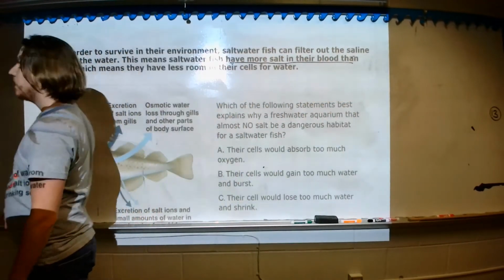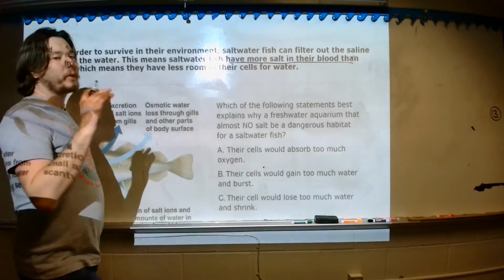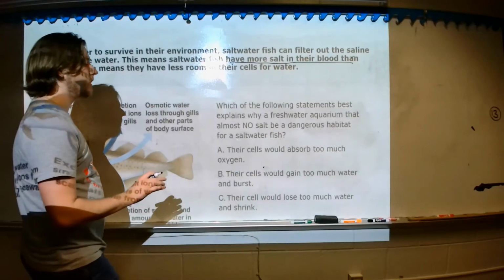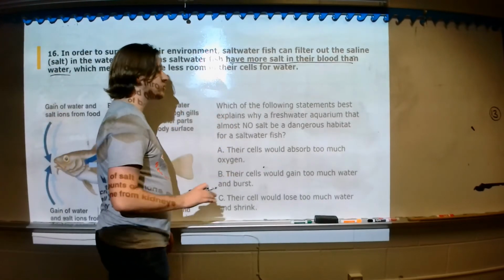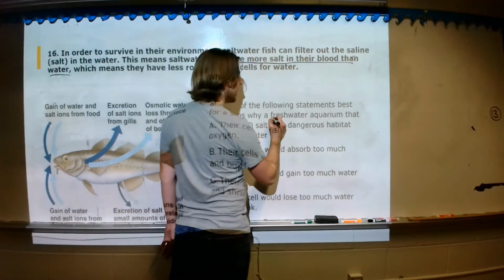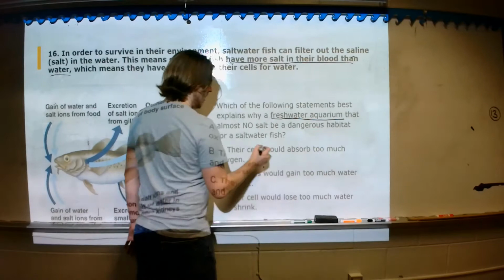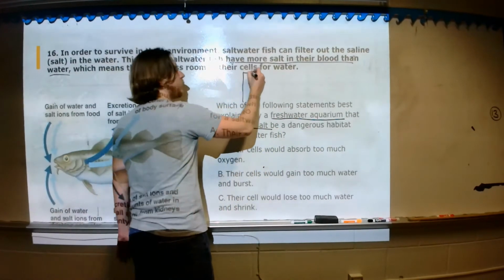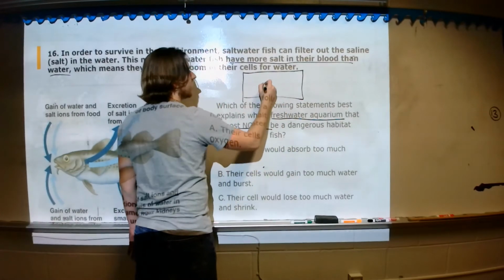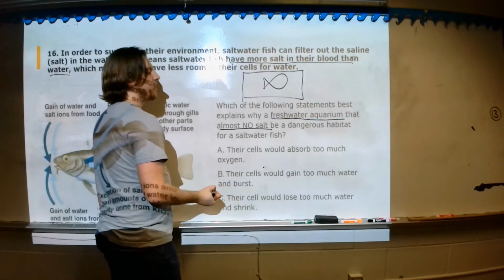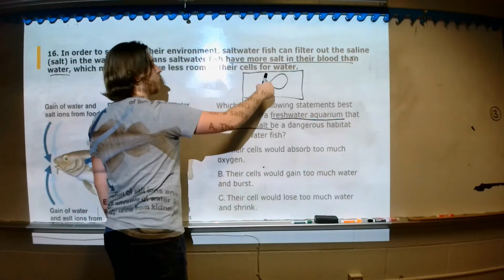The question says, which of the following statements best explains why a freshwater aquarium that has almost no salt would be a dangerous habitat for a saltwater fish? So it is a freshwater aquarium with no salt. I'm going to draw it out. Here's my aquarium. Here's my little fish. I've got to figure out what is high and what is low.